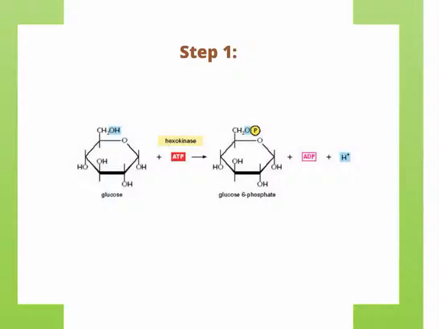Alright, step 1. By the way, for each step, the part of the molecule that undergoes a change is shadowed in blue, and the name of the enzyme that catalyzes the reaction is in the yellow box. For step 1, we see the ATP. Glucose is phosphorylated by ATP to form a sugar phosphate. The negative charge of the phosphate prevents passage of the sugar phosphate through the plasma membrane, trapping glucose inside the cell.